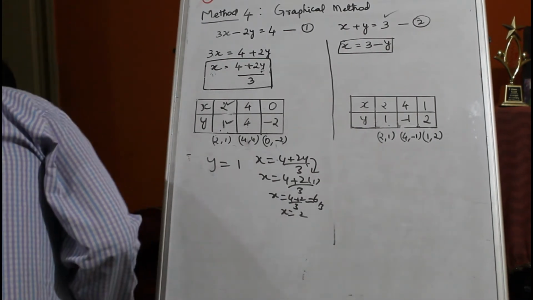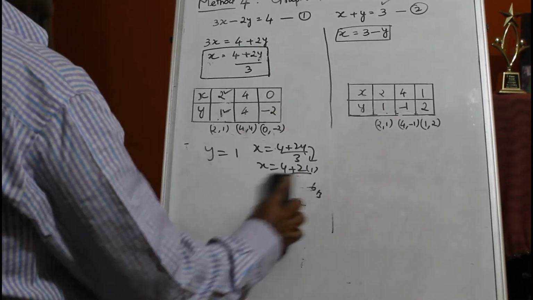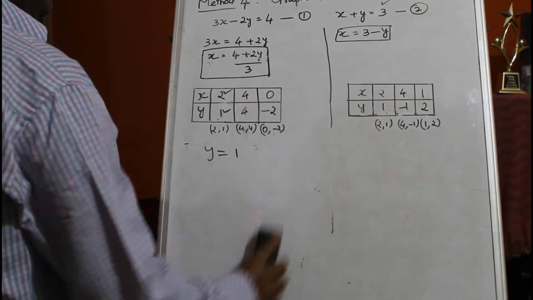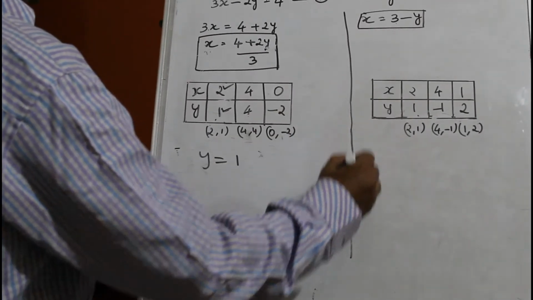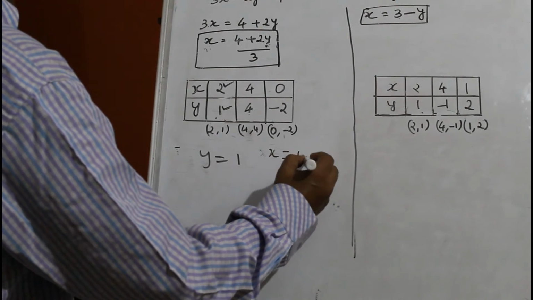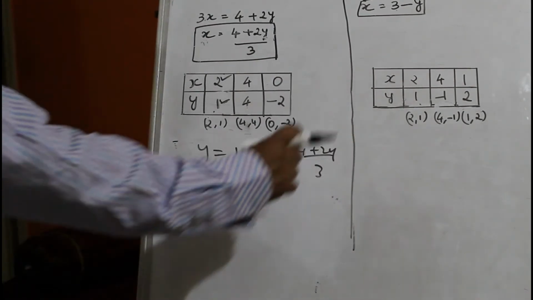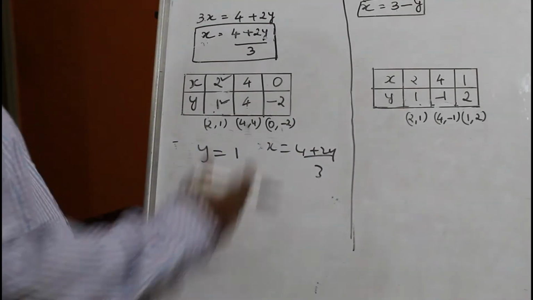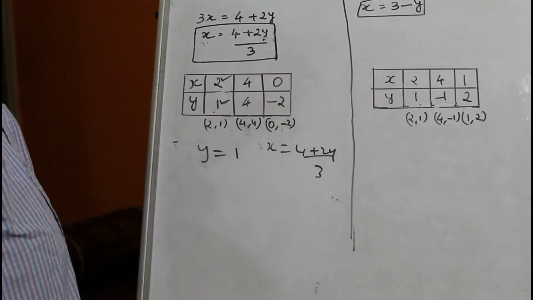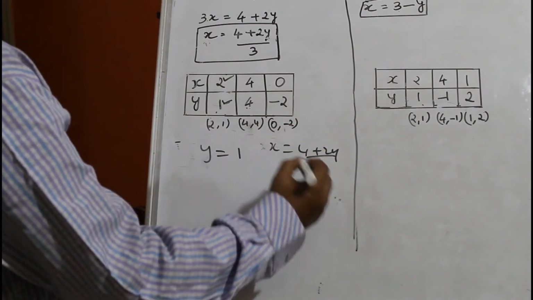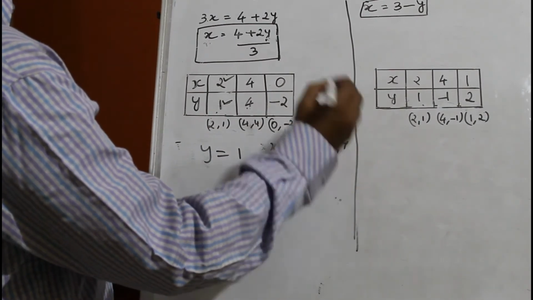Next, like that, you take the same box and put some value for y. x is equal to 4 plus 2y by 3. On the right hand side we got y, so this value you have to give. But if you write y in terms of x, you must give values for x. Next value you can give is y equal to 4.